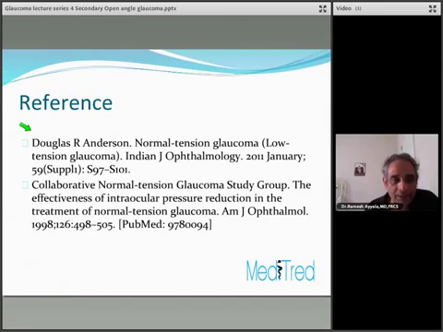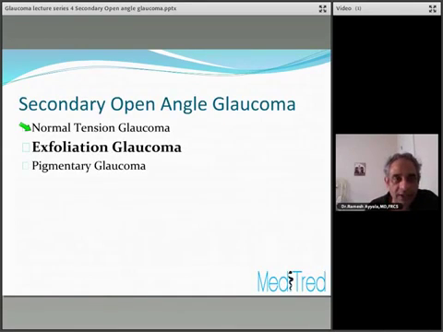Here is my reference: Doug Anderson's paper on normal tension glaucoma in the Indian Journal of Ophthalmology, and the Collaborative Normal Tension Glaucoma paper that came out in the American Journal of Ophthalmology in 1988, a classic paper that I would encourage everyone to read. Now let's move on to the next topic in secondary open-angle glaucoma, which is exfoliation glaucoma.